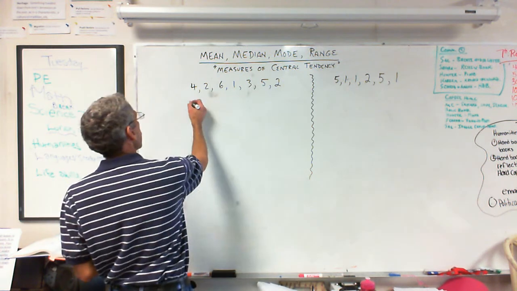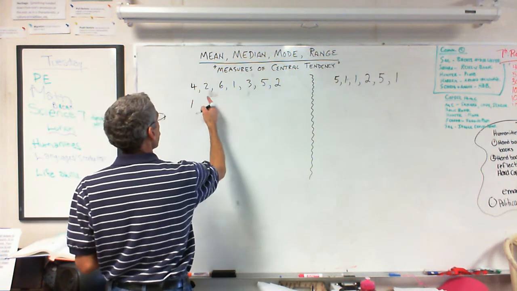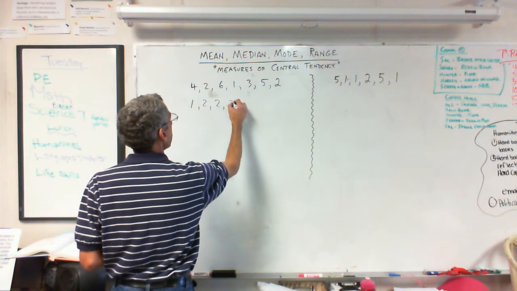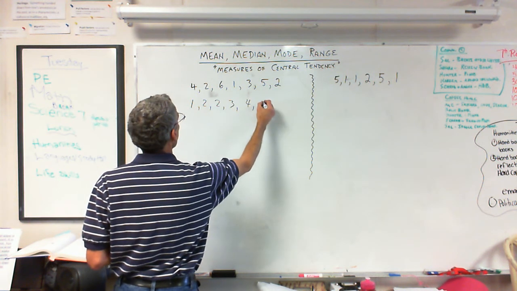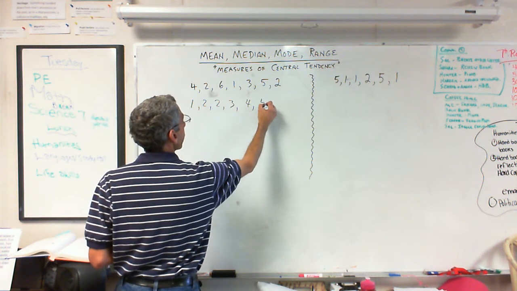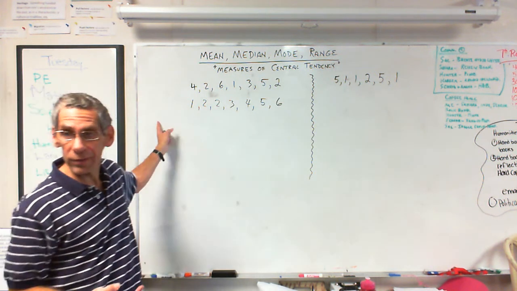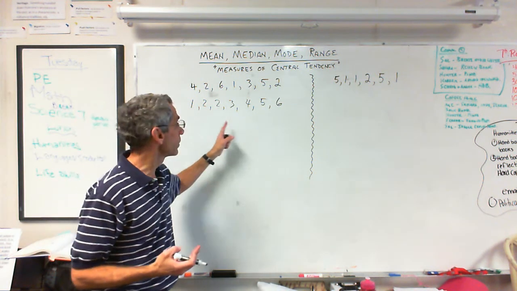So 1 comes first, and then I have a 2, and then I have another 2, and then I have a 3, and then I have a 4, and then I have a 5, and then I have a 6. Did I do that right? Yeah. Okay, so now that they are in order, it's so much easier to do this.